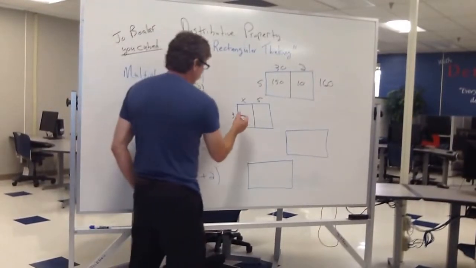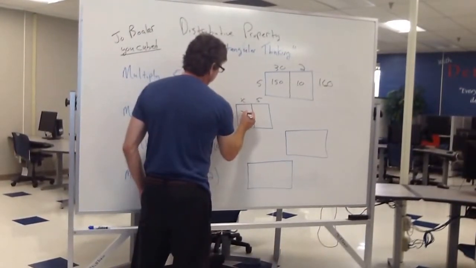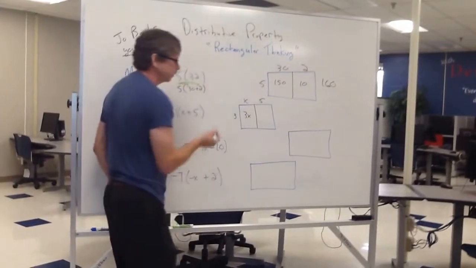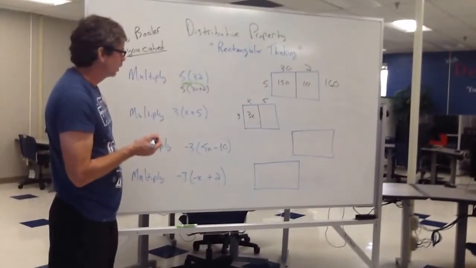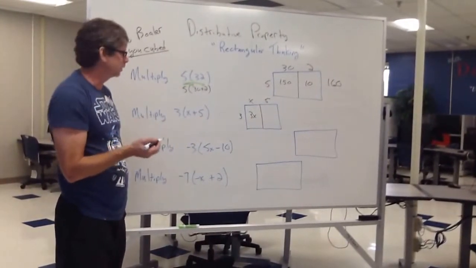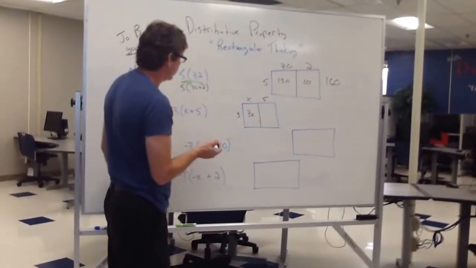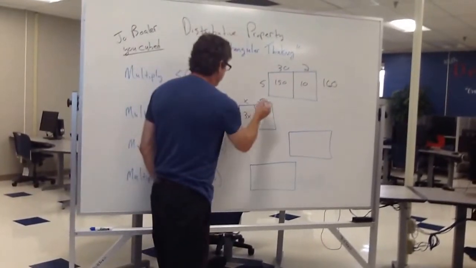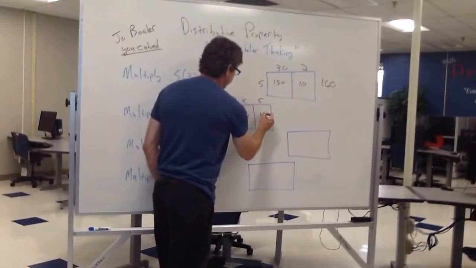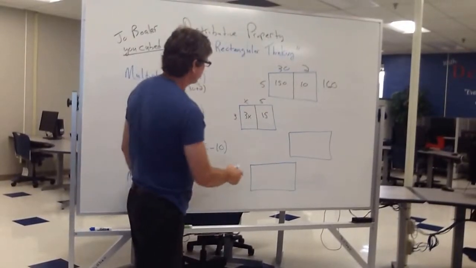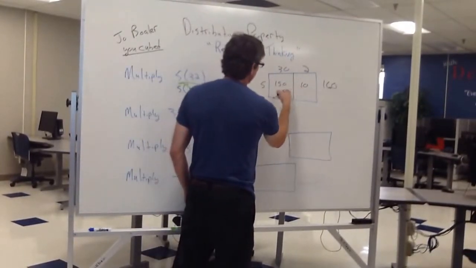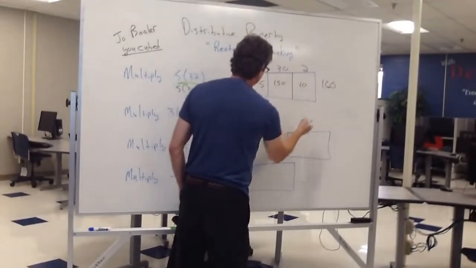Again, I have to multiply. Well, 3 times x really is just written like that. 3 times x, there's nothing else to do with that. We can't do anything until we know what x actually is. And x has not been defined at this point. And 3 times 5 is then 15. And like we did in this problem, we add what's inside here, 150 plus 10, which would be 160.